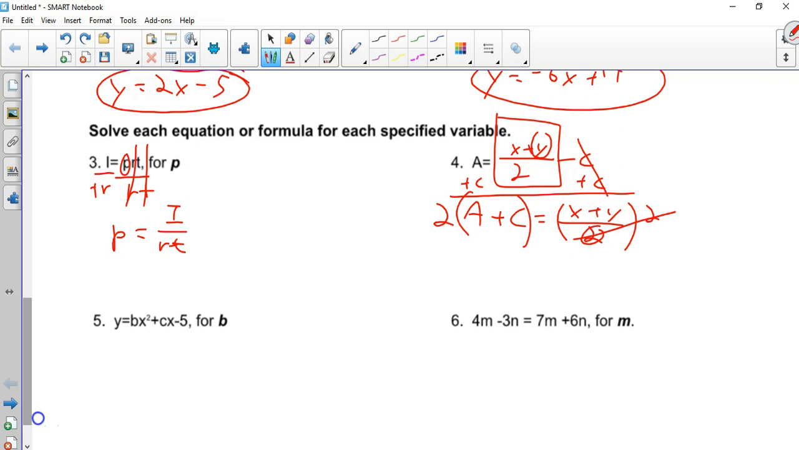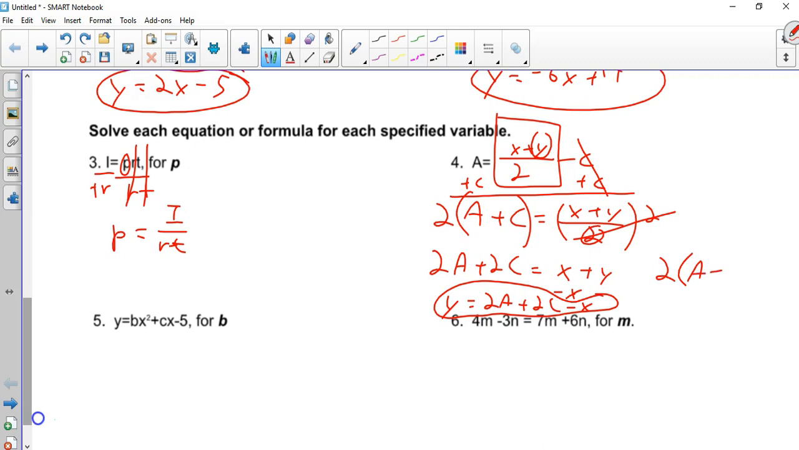Now, I can leave it like this, or I can actually distribute it. Okay? 2a plus 2c is equal to x plus y. Subtract x. So I'm going to get y is equal to 2a plus 2c minus x. And that's my answer right there. It would not have been a big deal if you left it like this. That would also be an appropriate answer.